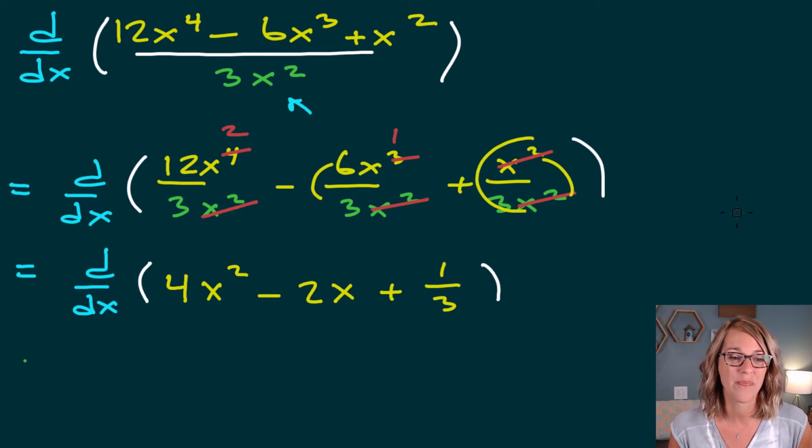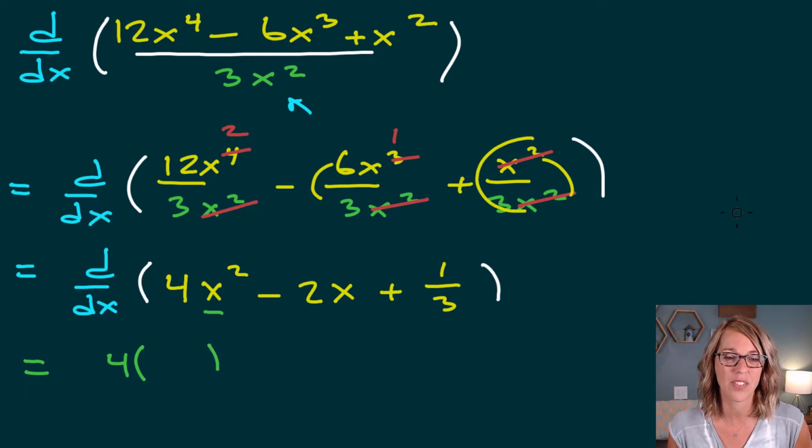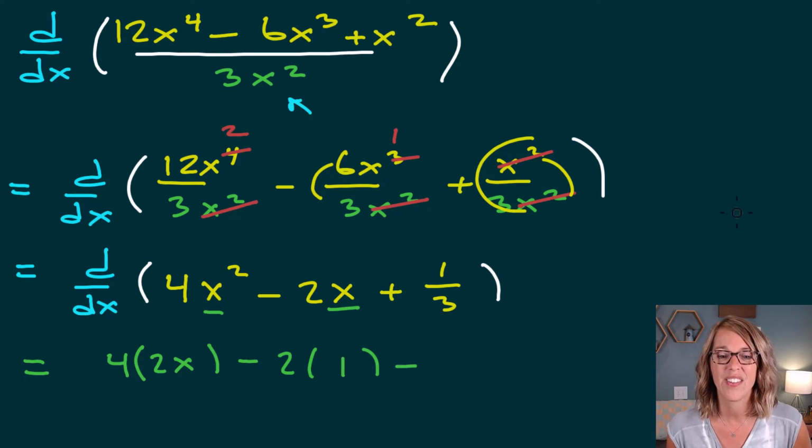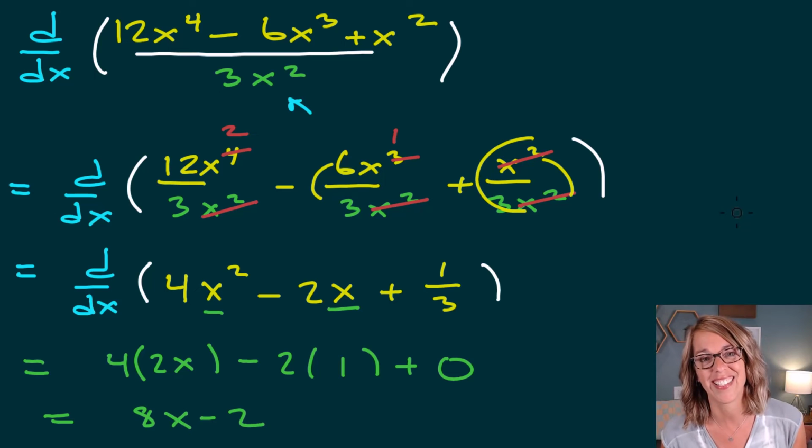Okay, here we go. So let's go ahead and do this derivative. So 4, I'm going to take the derivative of x squared, which is 2x, or 2x to the first, minus 2. The derivative of x is equal to 1. And then finally, the derivative of 1/3 is 0. If I simplify this, just multiplying what I can, I get 8x minus 2, and that's our answer.